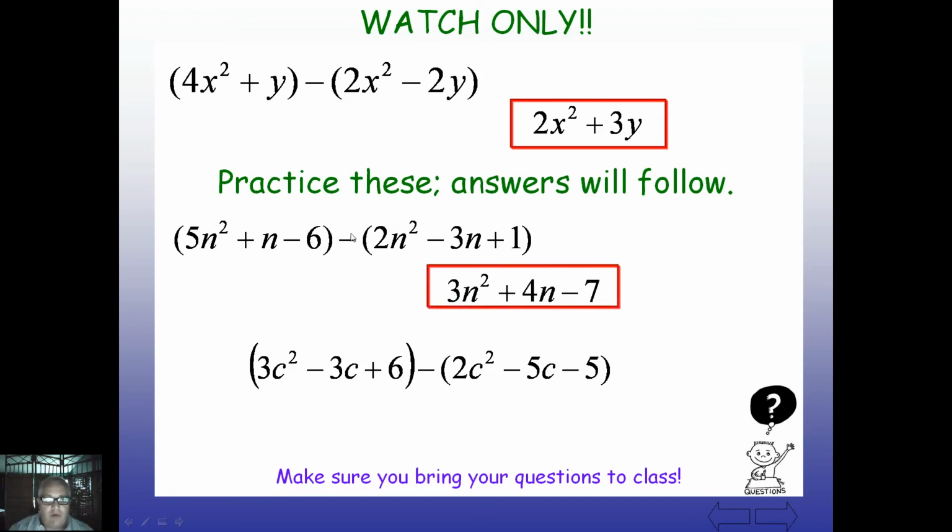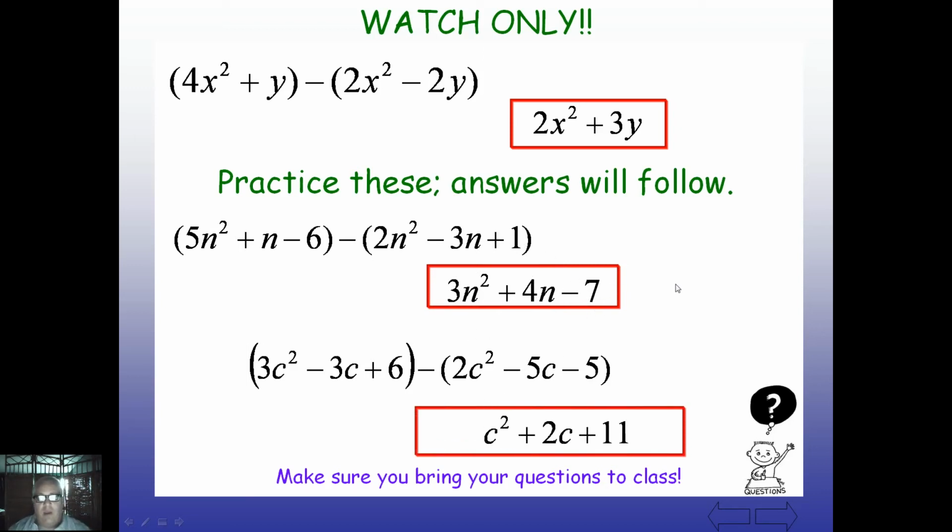I hope so. Remember, if you change this to addition, all these signs get flipped around, and we end up with a negative 1 here. Negative 6 and negative 1 gives you negative 7 for the constant here. And how about the bottom one? C squared plus 2c plus 11. So check those out, and let's see how you did there.